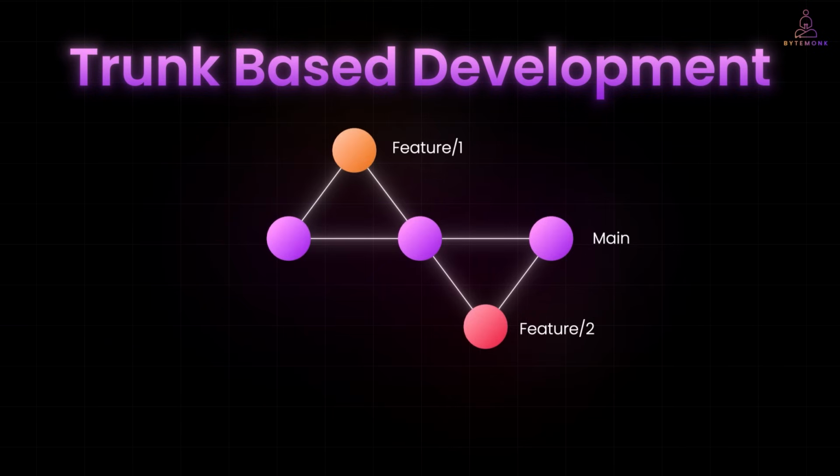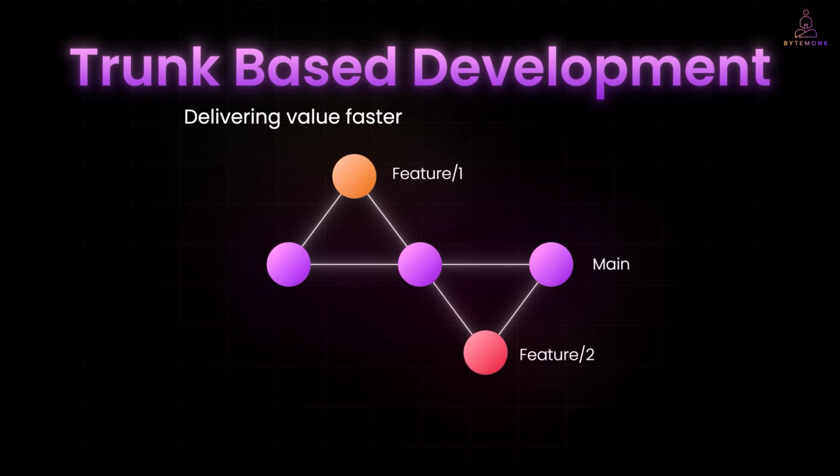Trunk-based is the foundation for modern DevOps. You can't really deploy 100 times a day if you're waiting on weeks of branch merges. It's not about fewer branches, it's about delivering value faster with more safety.